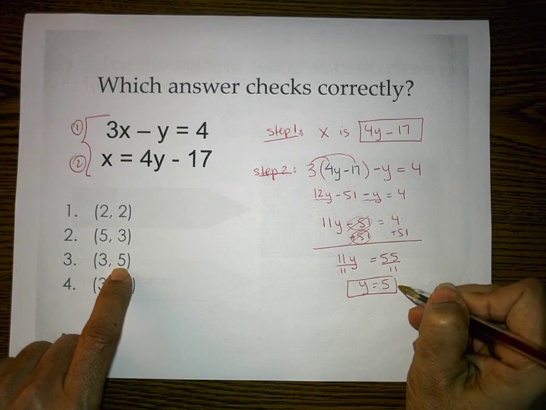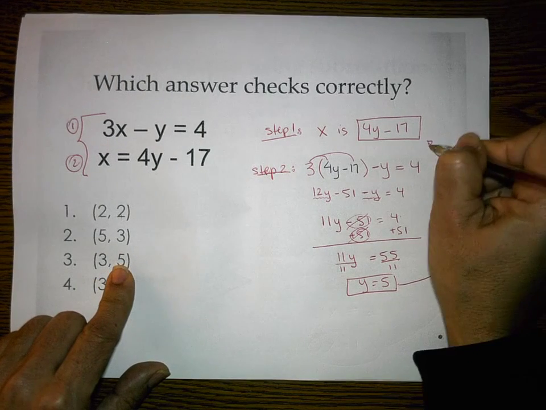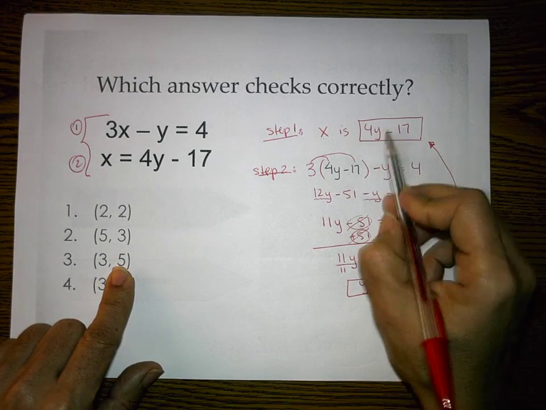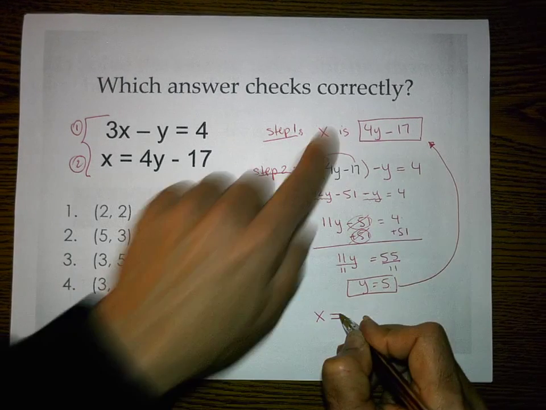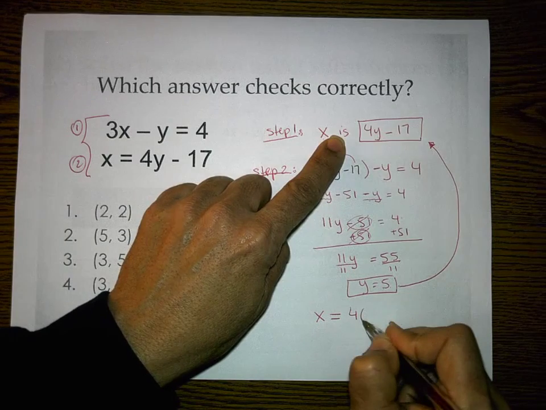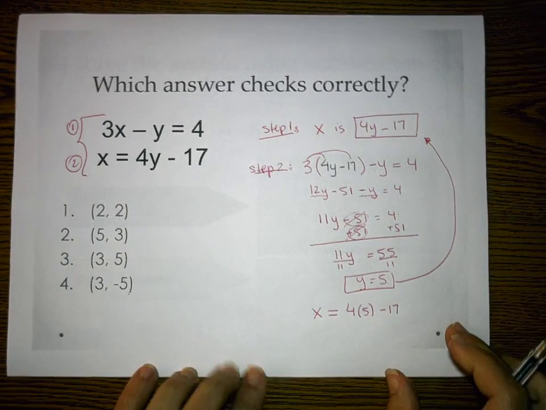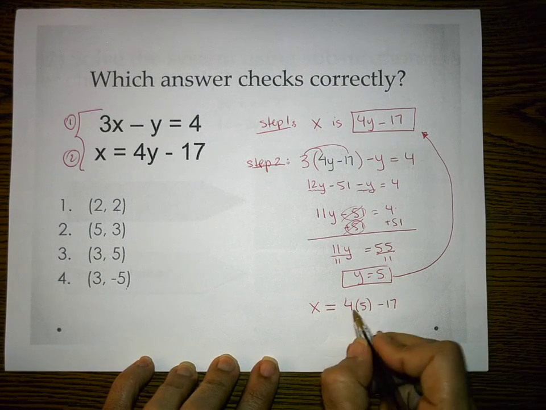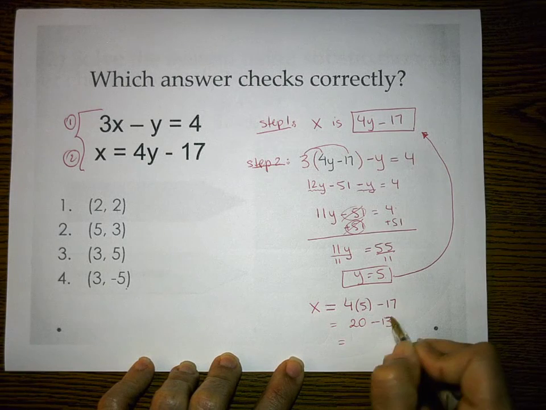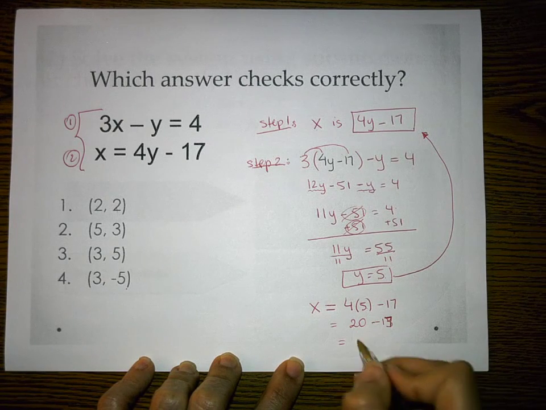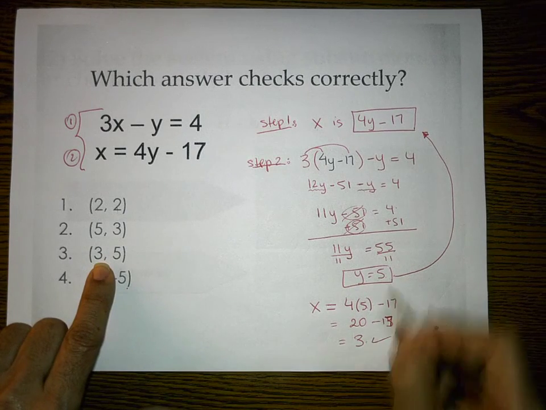But if I want to solve for x, all I have to do is go back over here and plug in for y. Okay, y equals 5. So x is 4 times, instead of a y, I'm going to write a 5, and subtract 17. So 4 times 5 is 20, minus 17 equals 3. There we go. 3 for x, 5 for y.